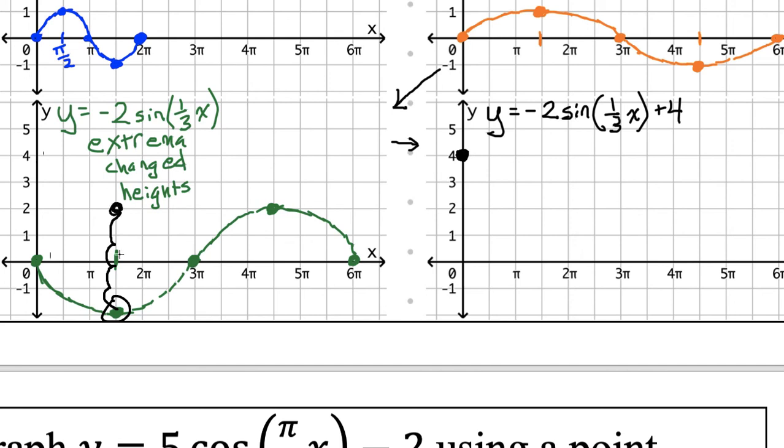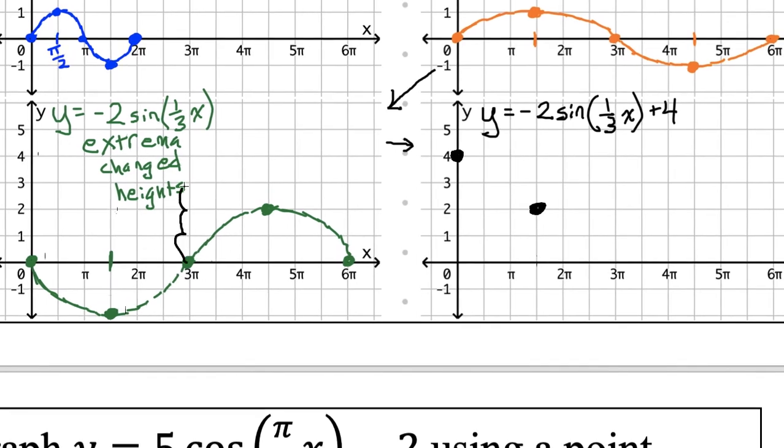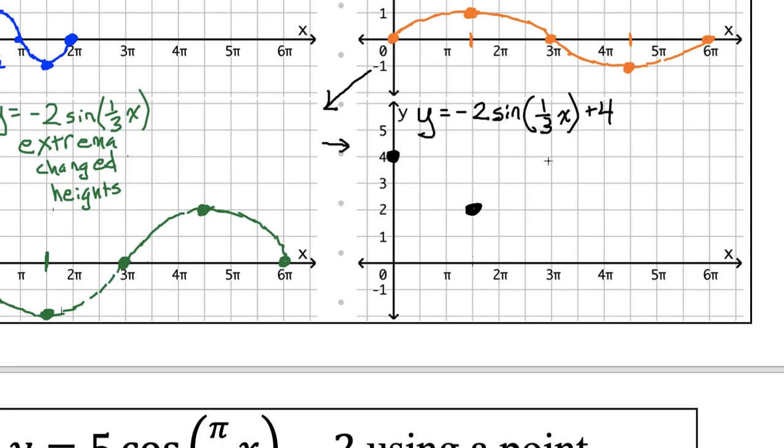Its new spot is 1.5 pi, 2. All right, the next one was at 3 pi, 0. So I'm going to count up 1, 2, 3, 4, and that's going to be 3 pi, 4. And then finally, the last point was 6 pi.